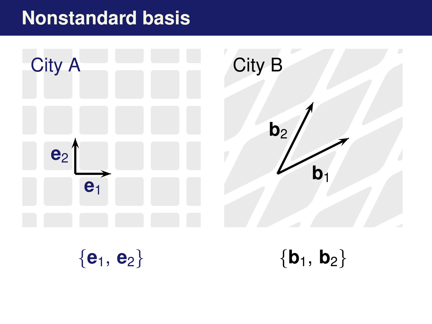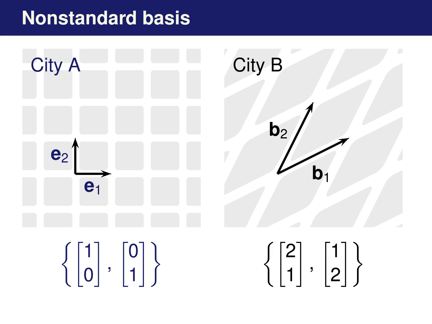Each city has a natural basis which makes it easy to navigate that city's geometry. City A has the standard basis (1, 0) and (0, 1). In terms of the standard basis, City B has the basis (2, 1) and (1, 2).